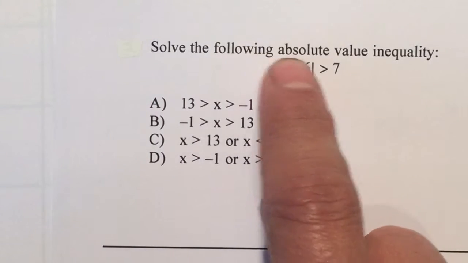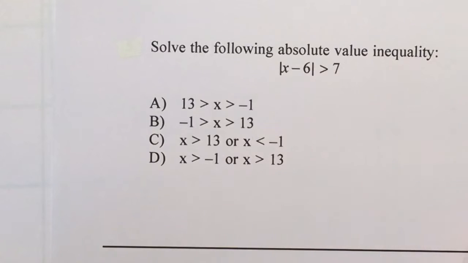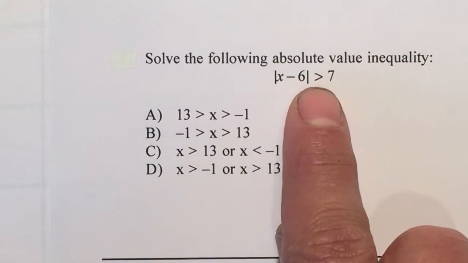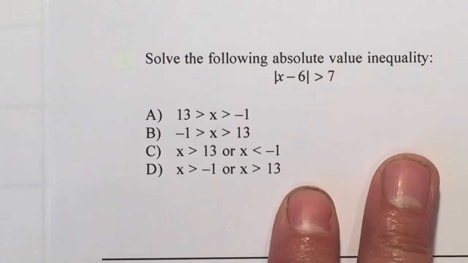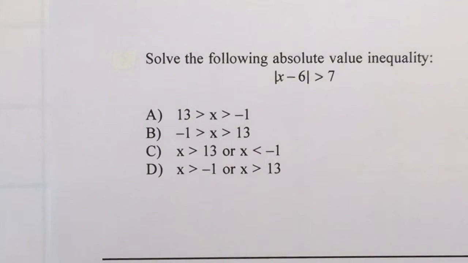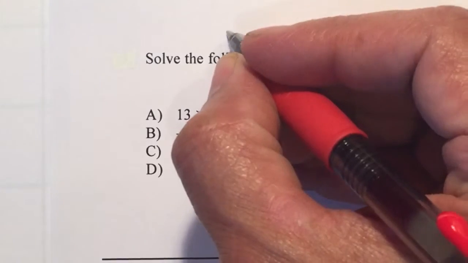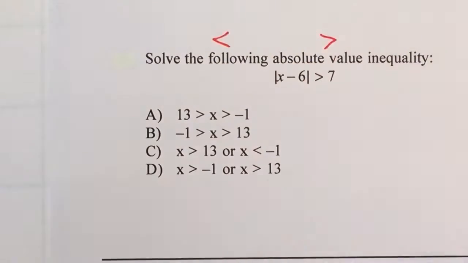Solve the following absolute value inequality. So we have an absolute value and an inequality. Remember that whenever you have absolute value, we're going to end up with two solutions. But before we start, let's decide if this is an AND or an OR.